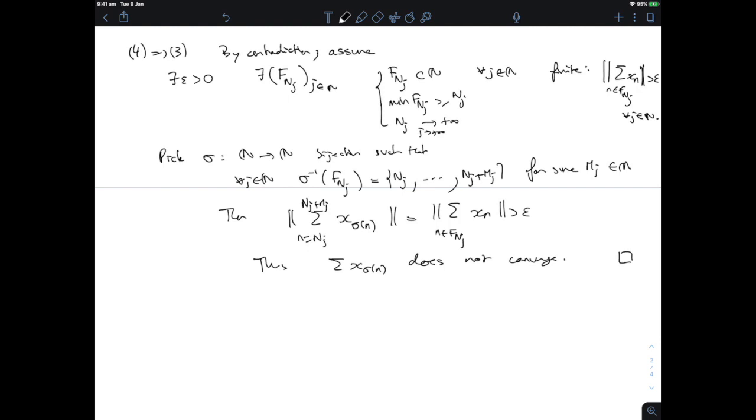And that concludes the proof of this proposition 11.2, which tells us that unconditional convergence is the same as the convergence of every permuted series, and it's the same as the convergence of the series of every subsequence of the sequence we started from.